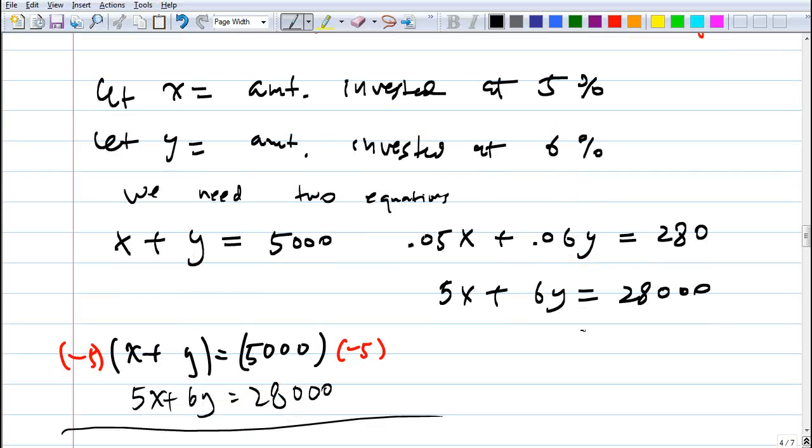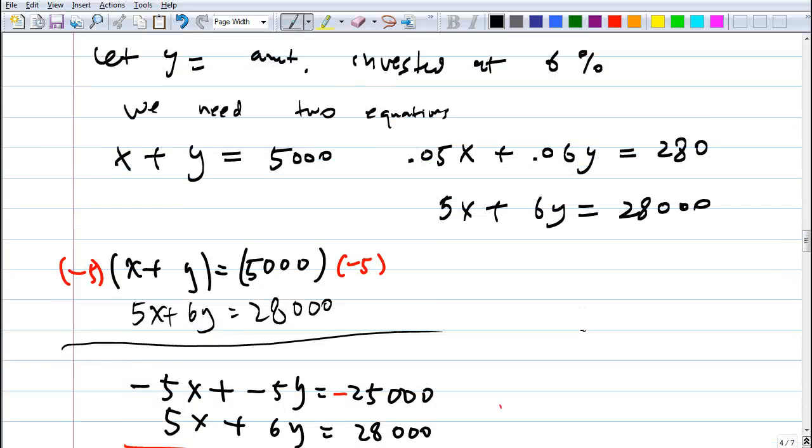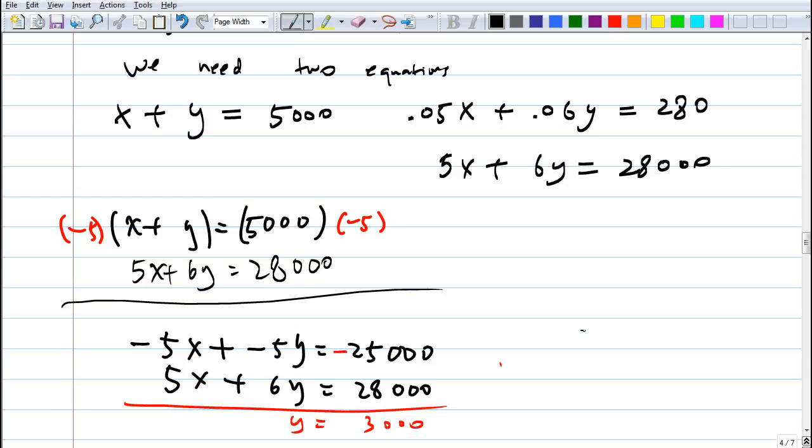Okay, put them vertically and then multiply the top by -5 and so on. Okay, did anybody multiply the top by -6? Could you have done it that way? Yeah, it doesn't matter, but I just got rid of the x first. Okay, so when you do, don't you get this? How many people got y equals to 3,000? Okay, good. If you didn't, go ahead and ask your group. I'll wait. You should have gotten y equals 3,000.